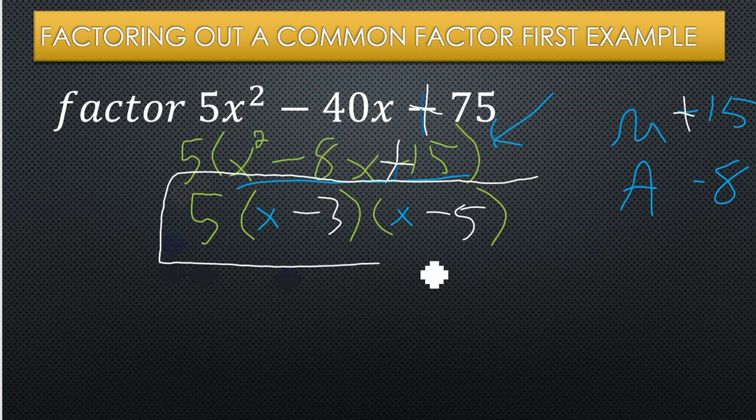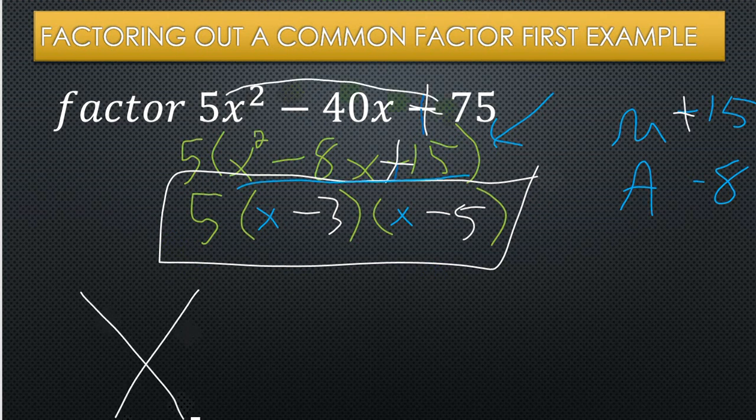But notice it's so much easier with factoring out the 5 first. We didn't even need the diamond in the box. If you started the diamond in the box, you would get 5 times 75, which is what? That's 375. And then you have to come up with some crazy numbers in terms of what works there. Again, factor out the common factor first, and that's helpful.